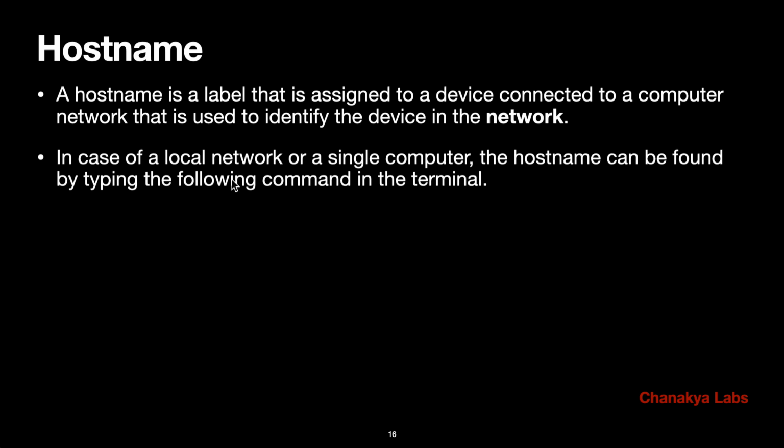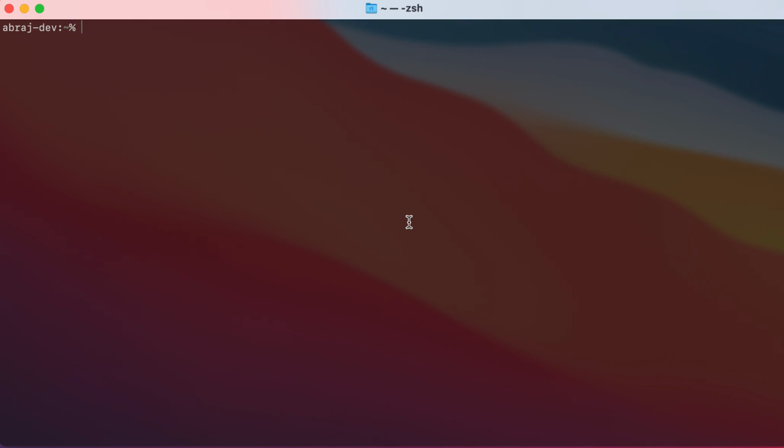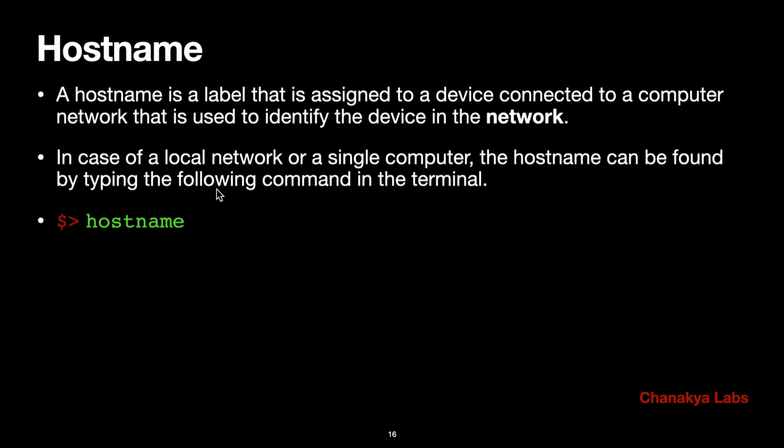Firstly, let's take example of local network, or let's say a single computer is there, right? So in that you can find the host name of that particular computer by typing this command hostname in the terminal. So for example, this computer which I am right now, I can simply type a command called hostname, and then if I do enter, then I will get the name of my computer in my local network. So this is just a name, right?